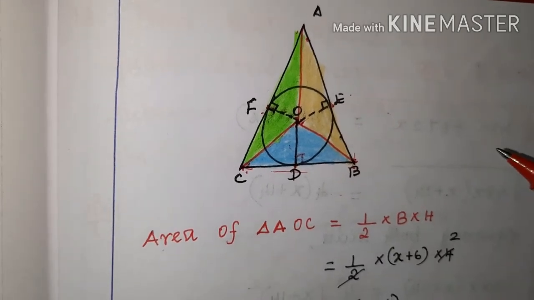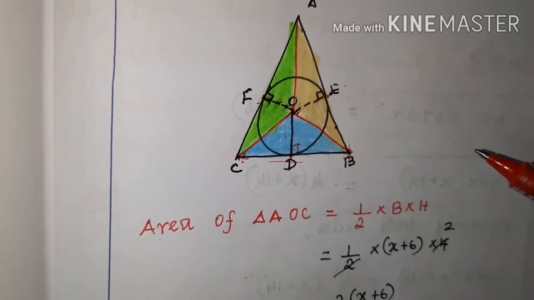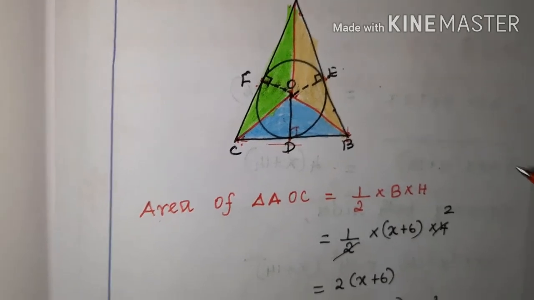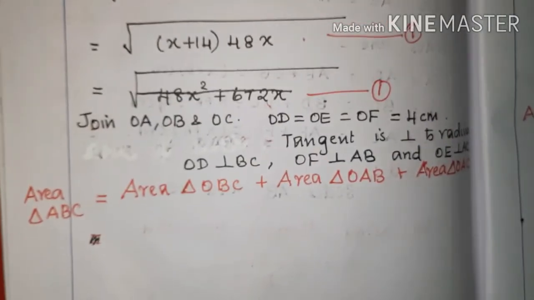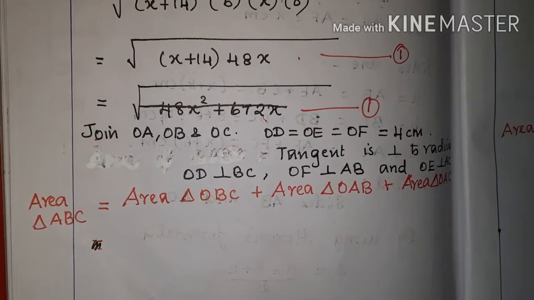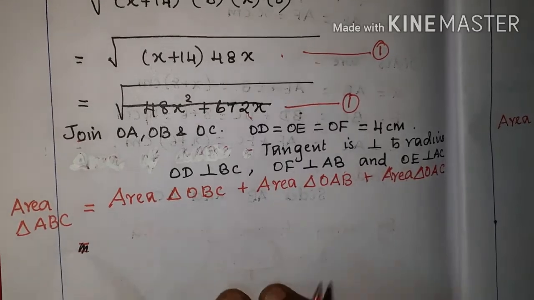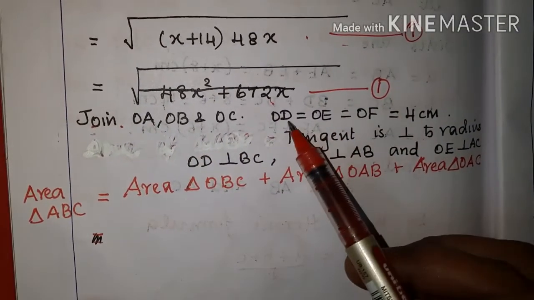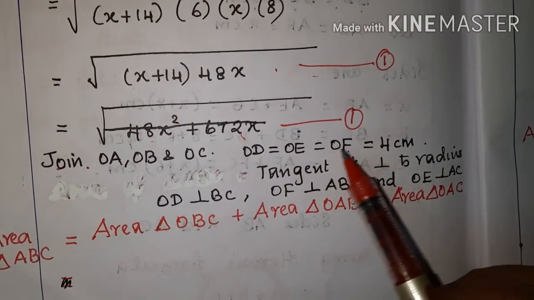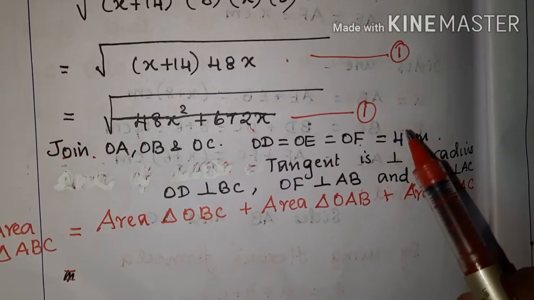Got it, children? So using the area of the triangles we are going to find the area of the total triangle now. So now what you do, redraw the figure once again by joining all the three vertices with the center. So write: join OA, OB and OC. Now OD, OE and OF are all equal because they are nothing but the radii of the circle.